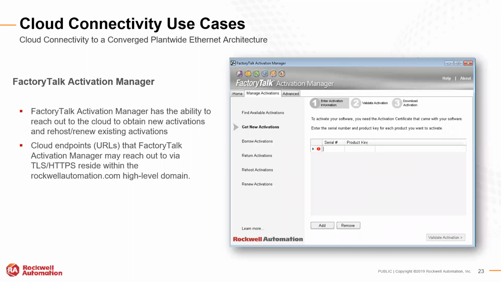FactoryTalk Activation Manager has the ability to reach out and obtain new activations and rehost or renew existing activations. The cloud endpoints for Activation Manager may reach out again the same way through TLS or HTTPS. Again, those rely on Rockwell Automation's website through a secure URL. And you see on the right what it would look like. So for a new activation, you just punch in the serial number and it'll check for that.